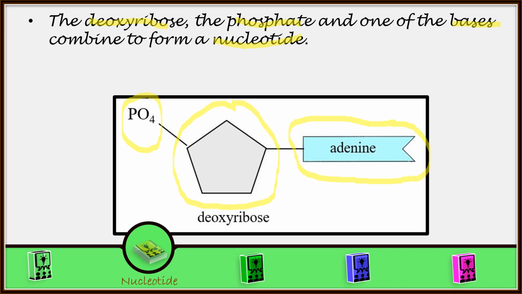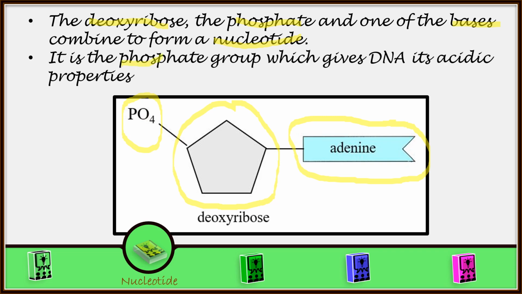We have a phosphate, which is this one. We have a sugar, which is deoxyribose, and then we have adenine, which is a base. When they are combined together, they form what we call a nucleotide. The phosphate group gives the DNA its acidic property. This phosphate group is the one that gives the DNA its acidic property.